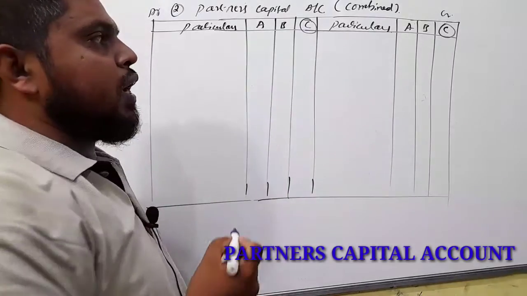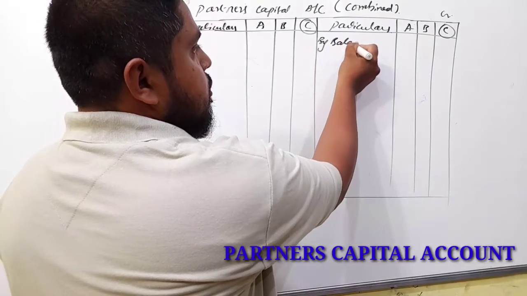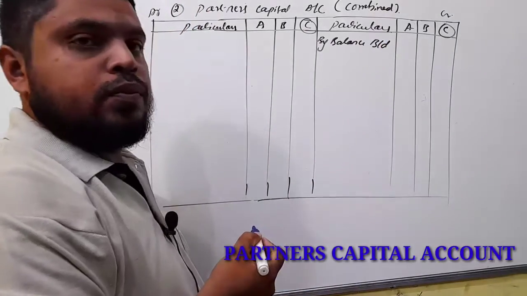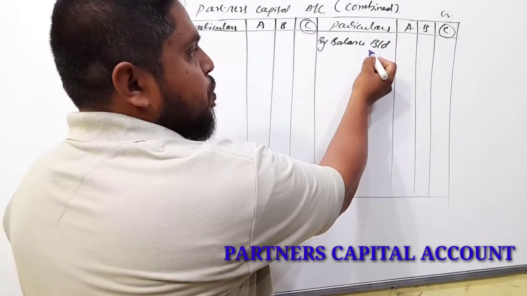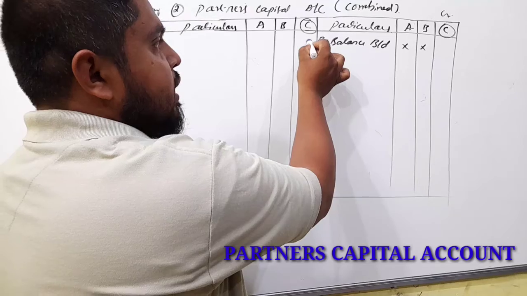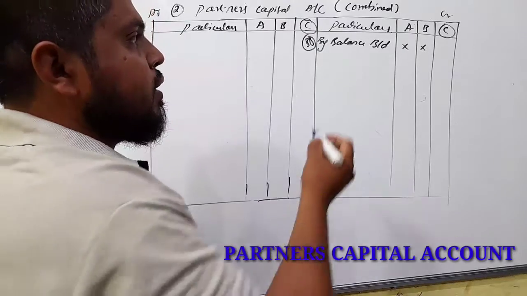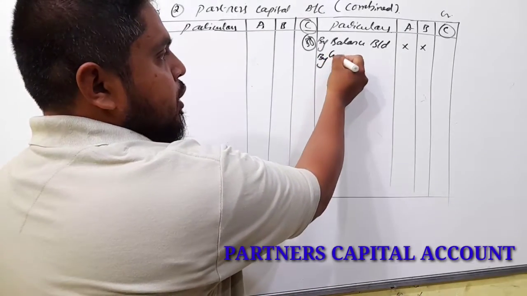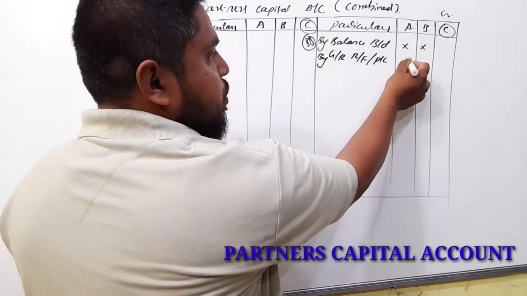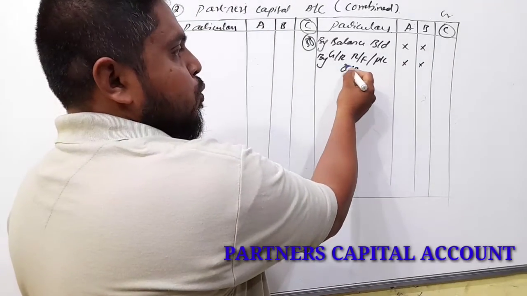Now, first under partners capital account, we have to record their capitals. First we have to record their capitals, that is, balance brought down. This balance brought down means the old partners' capital. This old partners' capital, you will get it in the question, that is in the balance sheet. Then next, from the balance sheet only, general reserve, reserve fund, next profit and loss, we have to share among the old partners in the old ratio.